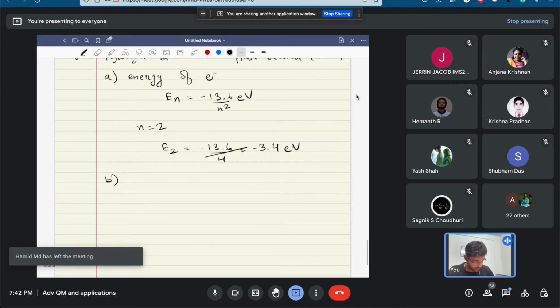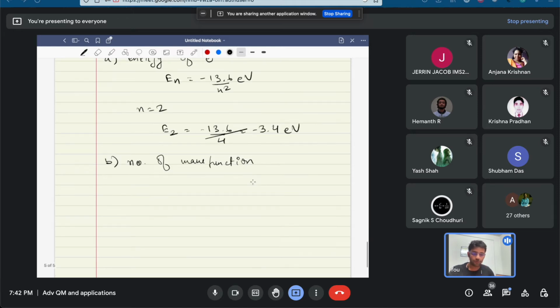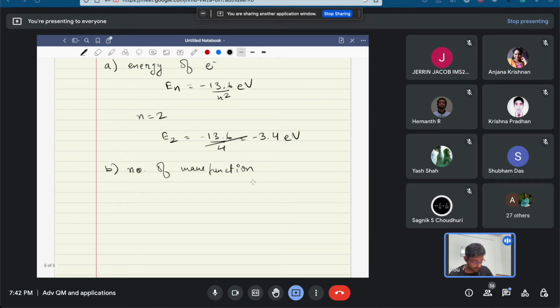Then is a bit trickier question: you have to find the number of wave functions corresponding to the first excited state. For the ground state, we know that n equals 1. You know the range of L, the angular quantum number, goes from 0 to n minus 1. And then we have the m, which goes from minus L to L.